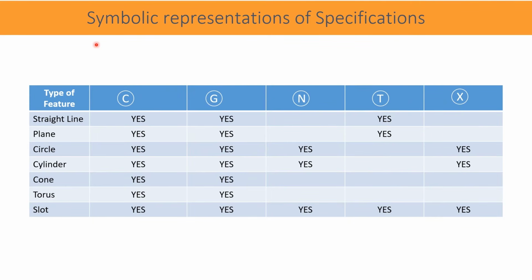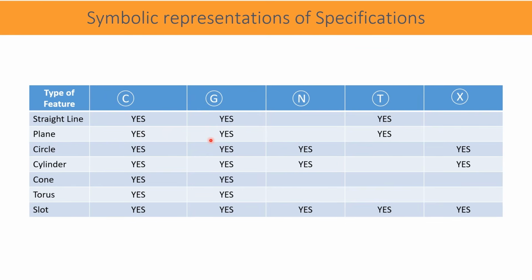Here is a combined or summarized symbolic representation of the size specifications. So geometries like the straight line, plane, circle, cylinder, cone, torus and slots are all size features. Then for which feature, for example, let us take the plane. For the plane, is Gaussian fitting allowed?